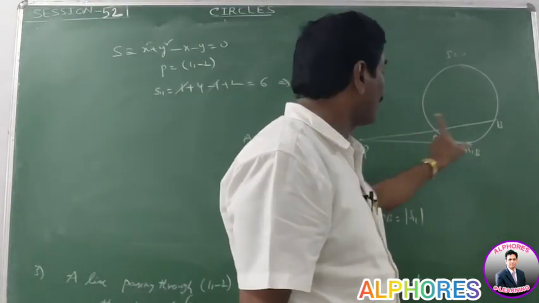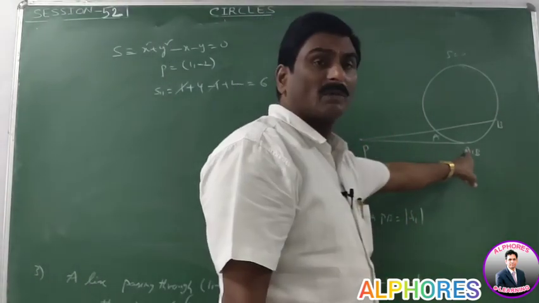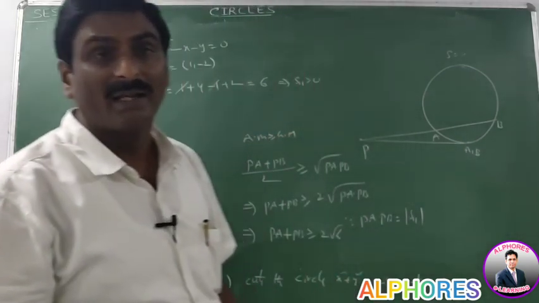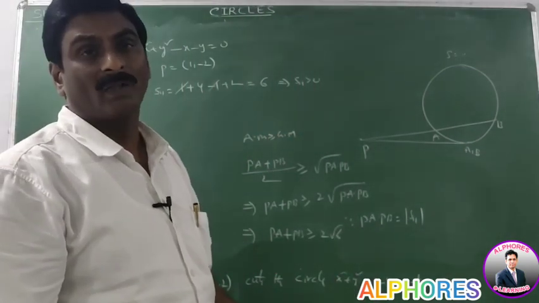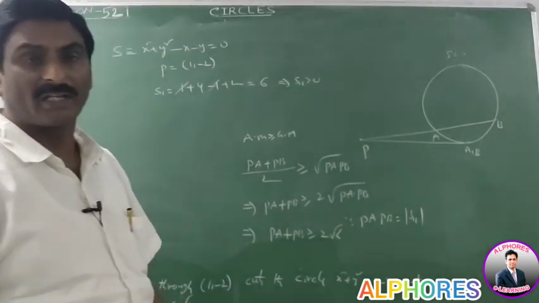For getting the minimum value of PA + PB, PA = PB, which is possible when A and B coincide. That means the length of the tangent. The length of the tangent is nothing but √S11. PA is equal to √S11 and PB is equal to √S11. By using that property, we find this value.